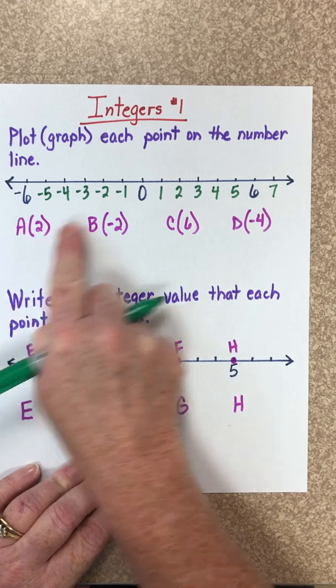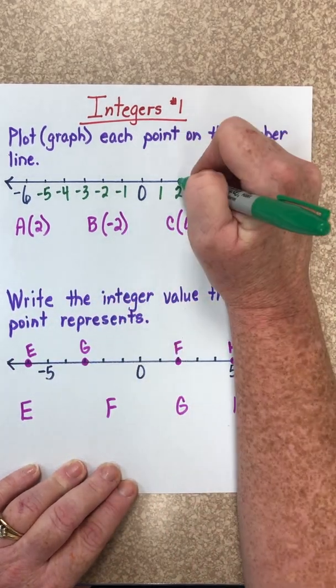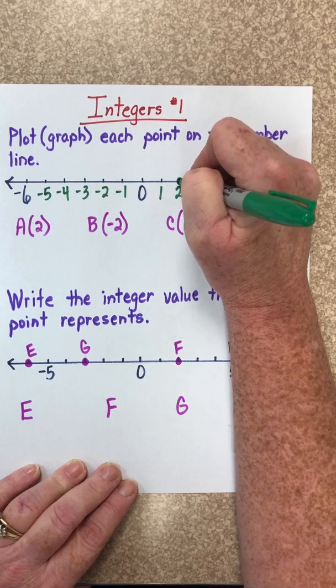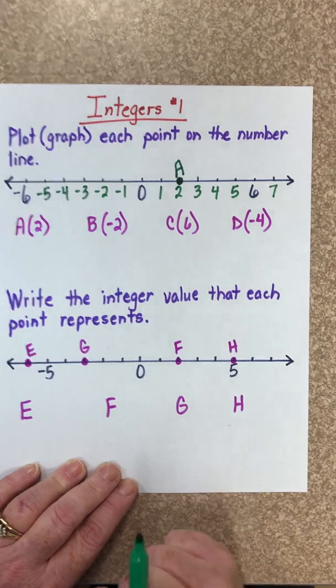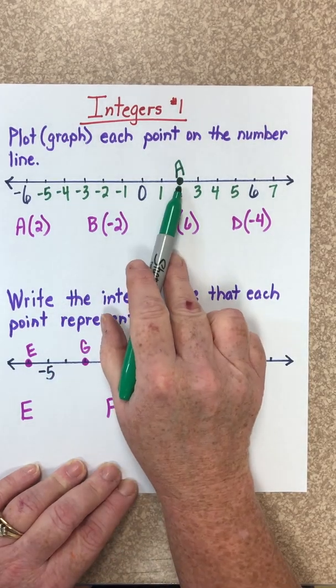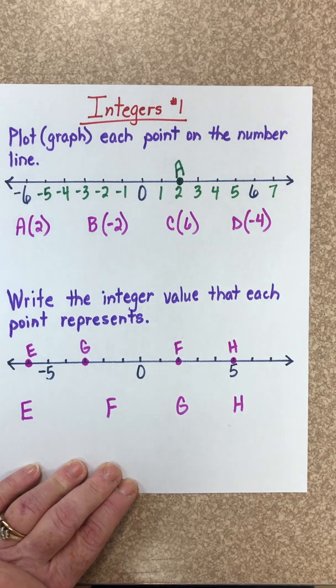A is at 2, so I start at 0 and I find 2 on the right. We're going to put a nice big dot on the number line and label above it with the capital A. So we just plotted or graphed point A at 2. That's how we say it properly.